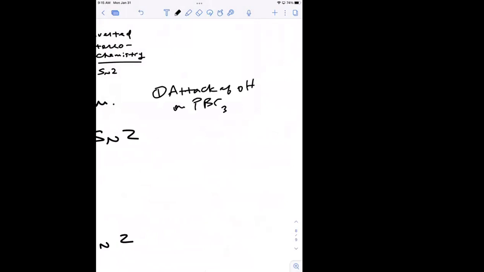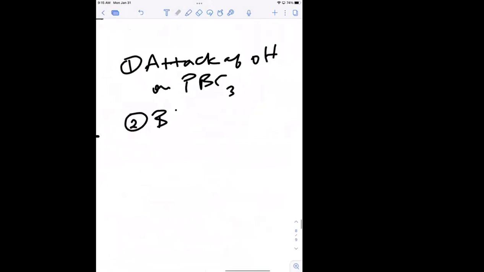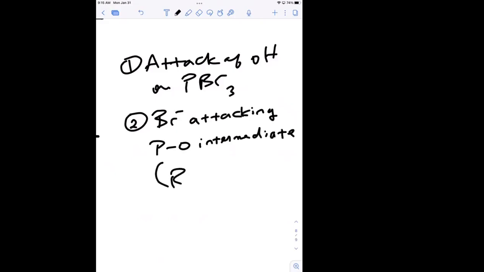So it's kind of like a substitution in the first step, because when the OH attacks, you lose a bromine. And then the second step, it will be bromine attacking the phosphorus oxygen intermediate. So this is the rate determining step.